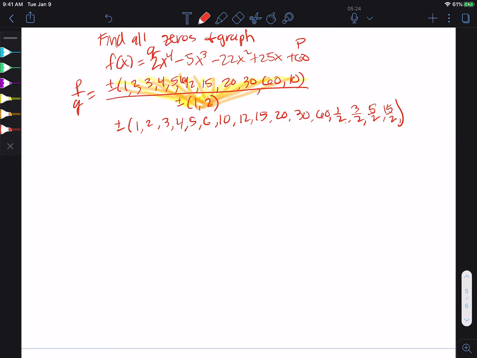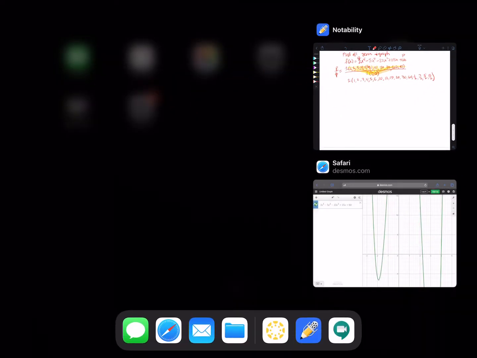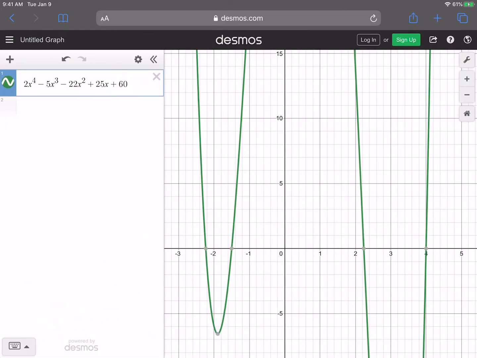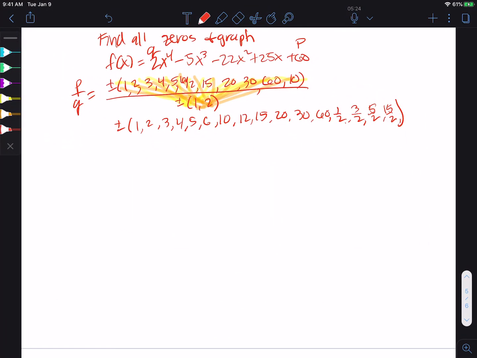Right, so this is a larger P over Q list, which means that we should be super grateful that we can just flip over to a graphing calculator and pick one that works for us, instead of just trying all of those to see what works. Okay, so I can see here that it crosses at 4. So I'm going to go back and look, and 4 is on my list, so I'm going to synthetically divide by 4.